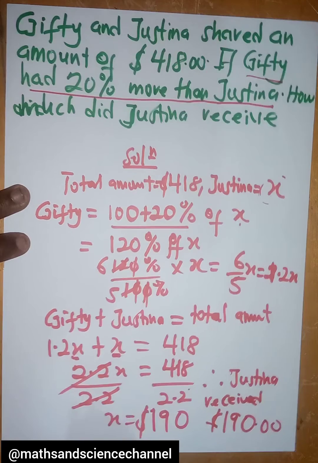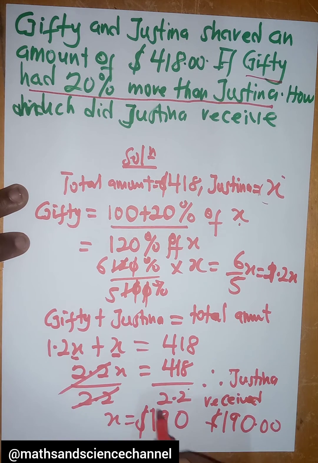Now in order for us to find what Gifty received, because Gifty's share is just 20% more than that, I'll just subtract 190 from 418, and then the answer will give me Gifty's share.